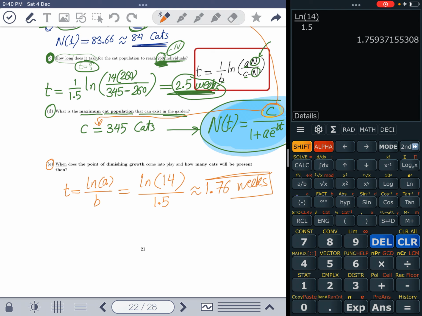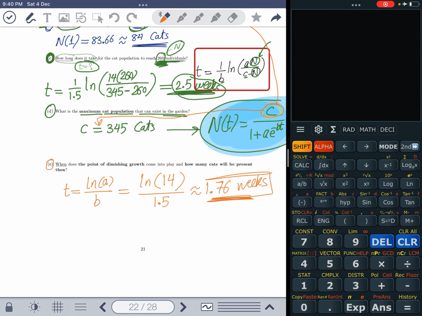So 1 week and 3/4 of a week. You can say 1 week and 5 days if you want. So this is like 1 week plus 5 days, like 12 days altogether. 1.76 times 7 equals 12 days almost. So in any case, at 1.76 weeks, we will have the maximum growth rate for the cats.